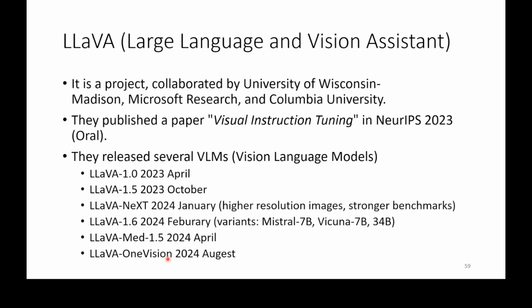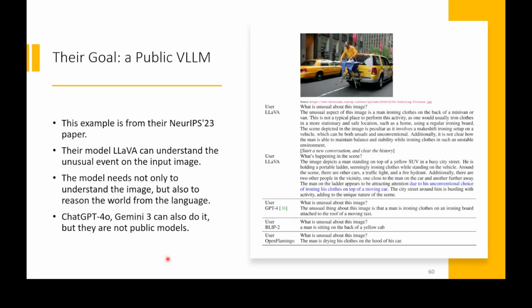All right, let's keep going and take an example. It will be very easy to understand what the goal of LLaVA is. Here is an image cropped from their paper. From this image, the question is: what is unusual about this image? Their first released model, LLaVA 1.0, generated this paragraph explaining why it is unusual.